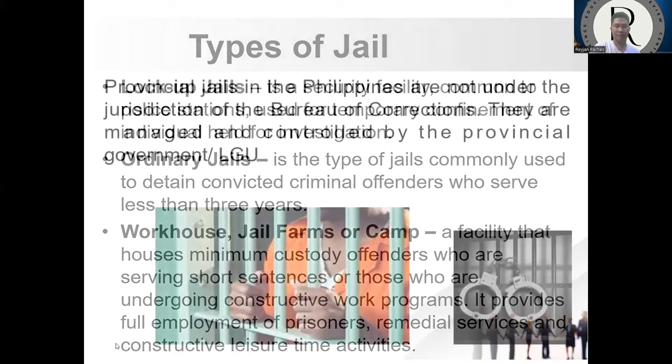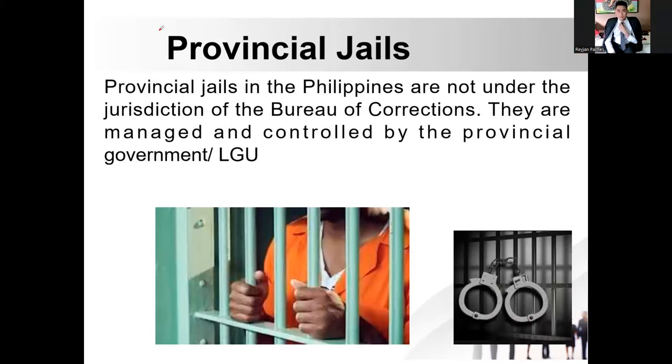Okay, next. Wait lang kasi mag-reply lang ako. Okay, so mamaya na lang. So, good. Yung accommodation.